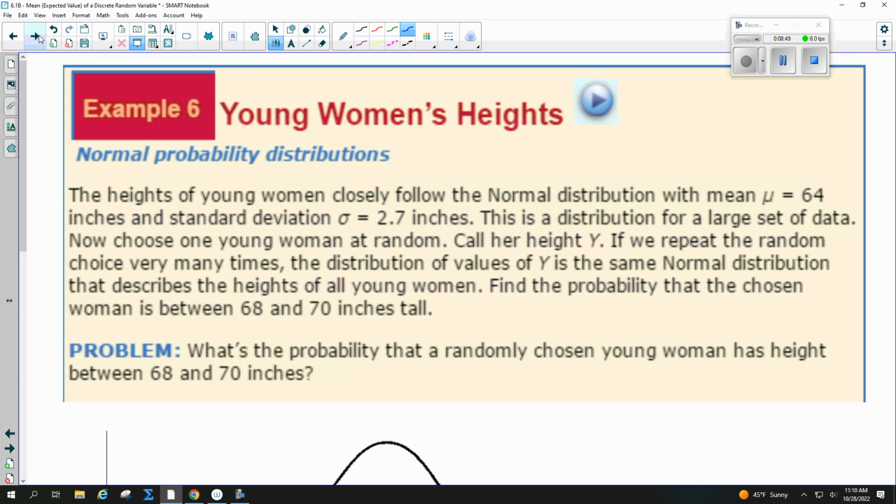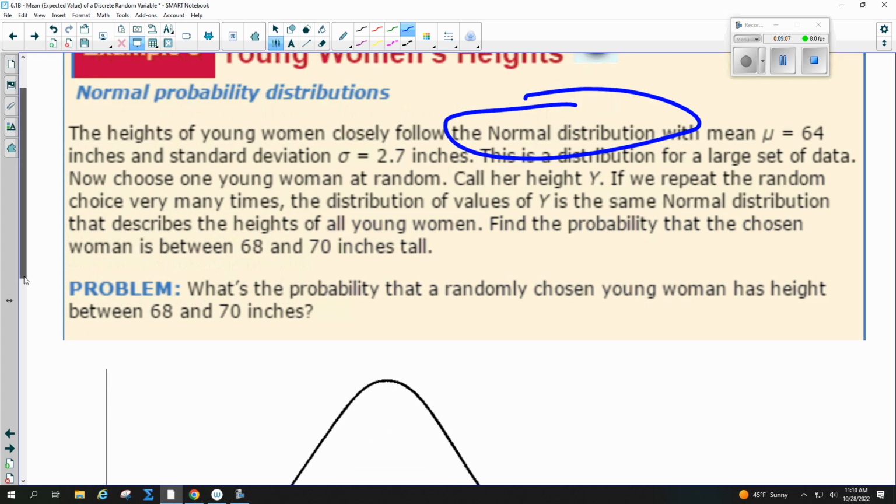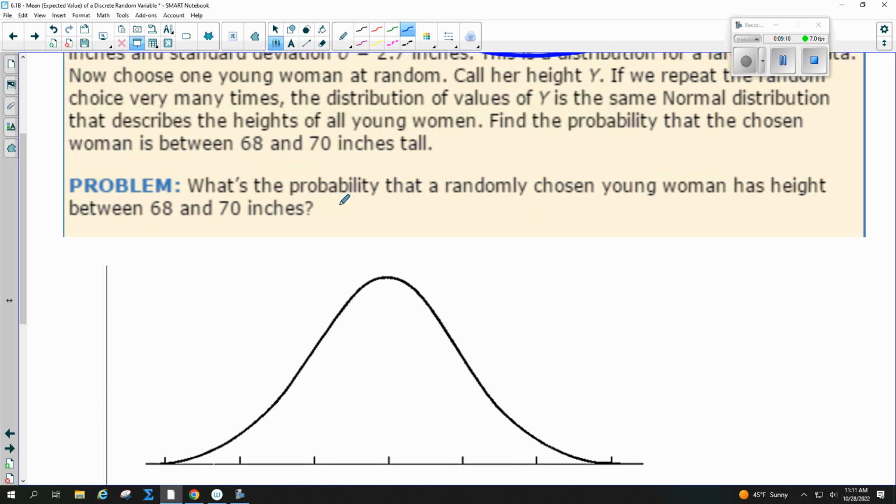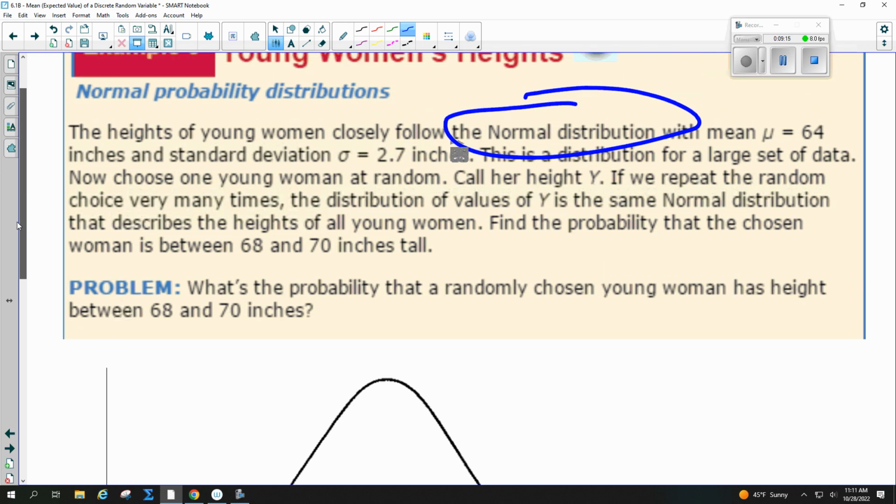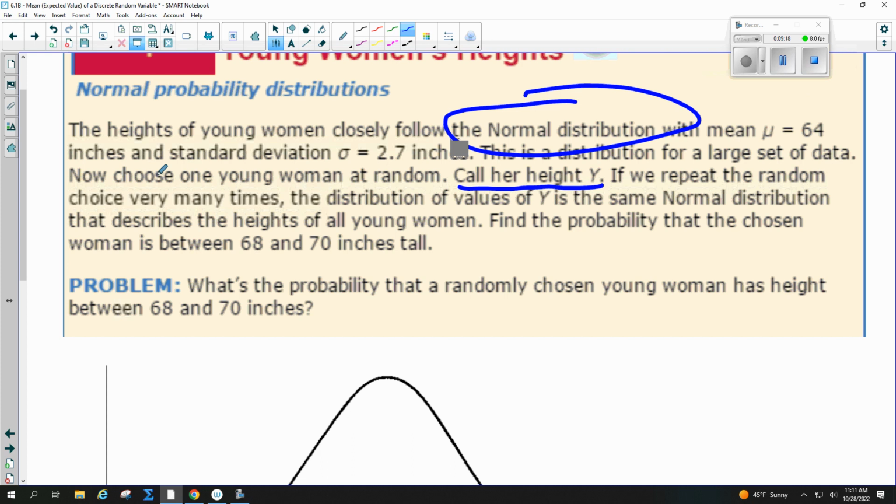But more than likely, you'll have a lot of these. So here we have the heights of young women. It tells us that it follows the normal distribution. For now, every single problem will probably tell you that. Eventually, we're going to figure out how to know whether it's normal or not. But for now, they're going to tell us. What's the probability that a randomly chosen young woman has height between 68 and 70? I think it told us right here: choose one young woman at random, call her height y.